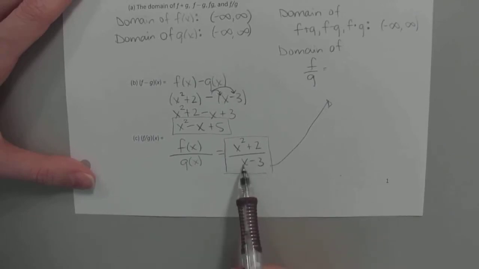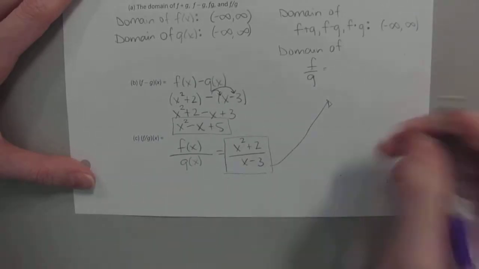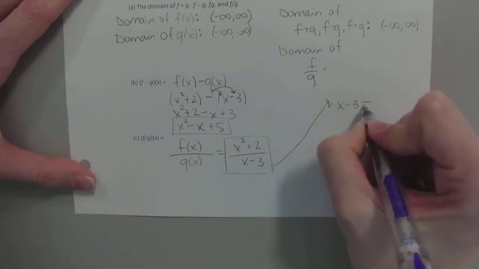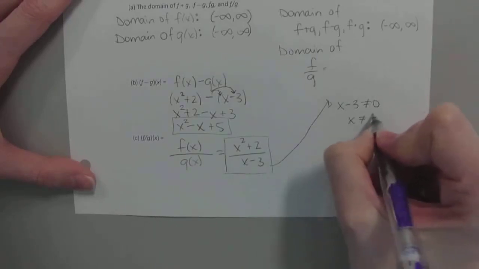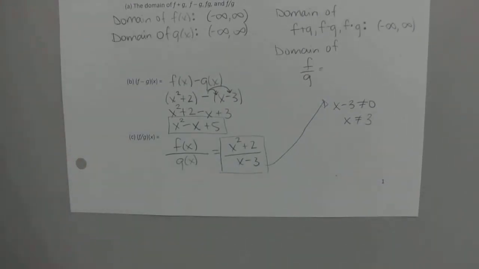He can be any number if he's by himself, but we have to figure out what we don't want x to be to make that denominator 0. We don't want it to be 3, right? So x can't equal 3, right? But that's not the domain.